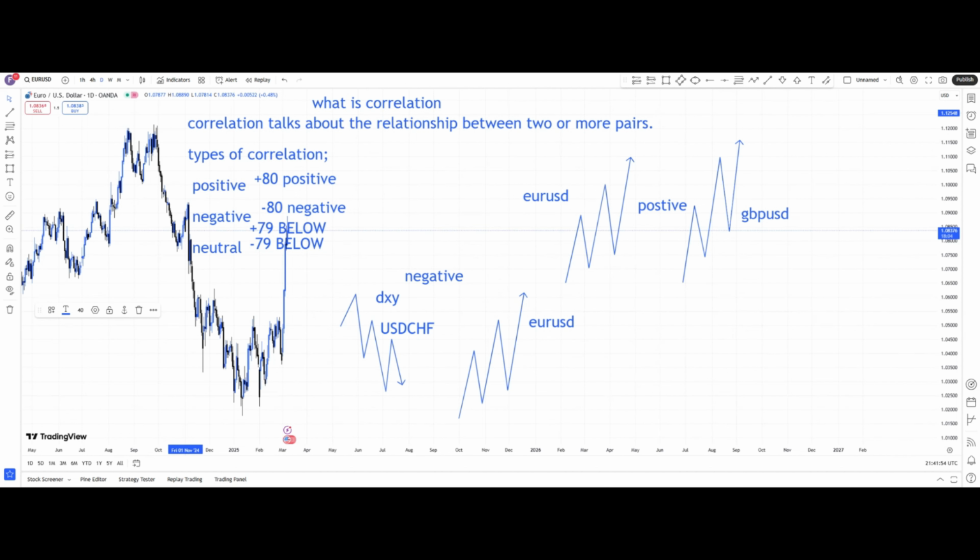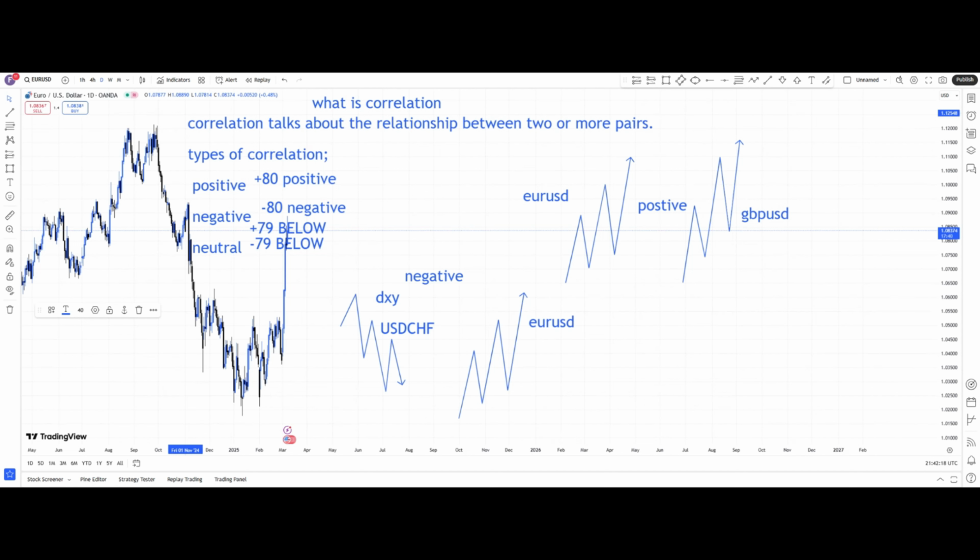For example, here we have something like this. We have Euro USD and GBP USD. They are positively correlated. Now, once they are correlated above 80%, which I will show you a tool you can use to check this percentage, that means the correlation is very strong and you can make use of that for your decision making process to guide your analysis.